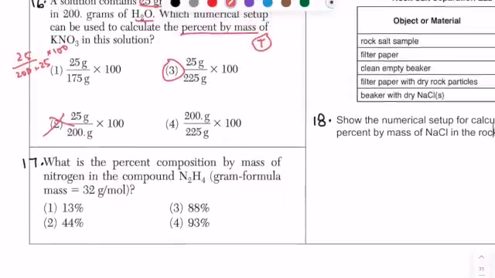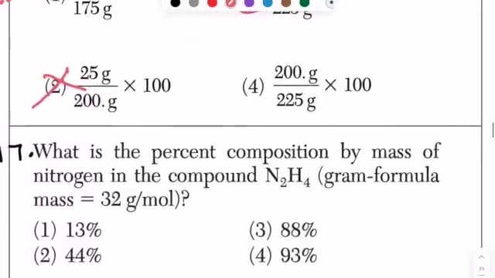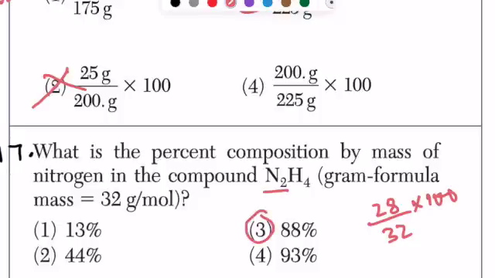For number 17, the percent composition by mass of nitrogen in the compound N2H4. So in this case, what we're going to have to do is look at the gram formula masses, or the molar masses. So we have 2 nitrogens. So that will be about 28, because 1 nitrogen is 14. So we do 28 divided by 32, which is the mass of the whole thing, times 100. So that should give you about 87.5, which can be rounded to 88.